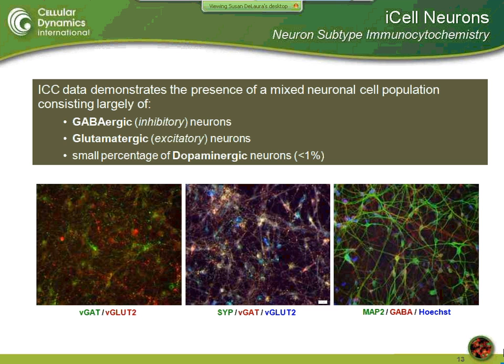You can see from the ICC staining here, real nice VGAT and V-glut staining along the processes, as well as another type of presynaptic marker, synaptophysin, in conjunction with the VGAT and the V-glut, and what you're seeing is some nice co-localization there. So you know that the machinery is there as far as the synapses go. And then this picture is just showing you some GABAergic staining along with the MAP2 staining of the neuron.